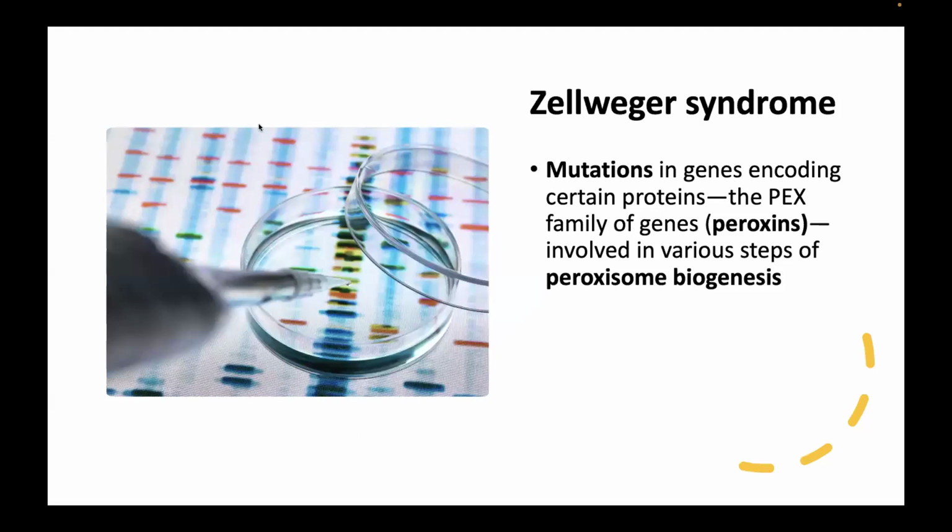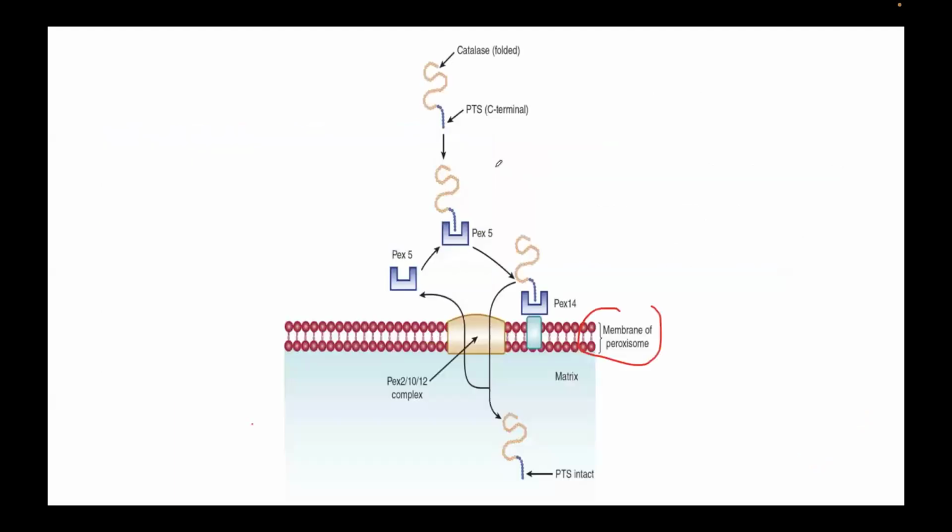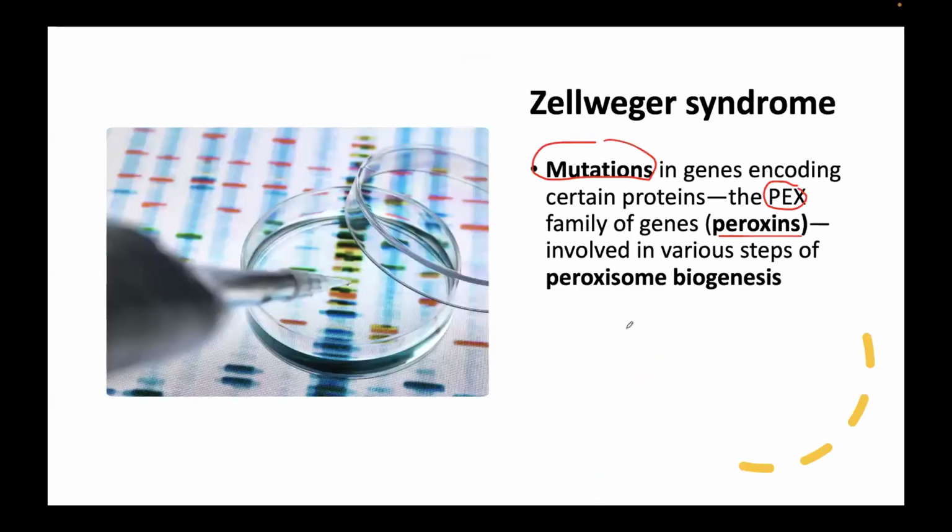So in Zellweger, there's actually a mutation of the PEX genes, the PEX genes or the peroxins. Now, allow me to go back to this illustration. You see this? PEX, PEX, PEX. That is what is mutated in Zellweger syndrome. The peroxins, they are the PEX. So the problem with Zellweger is mutations in PEX.